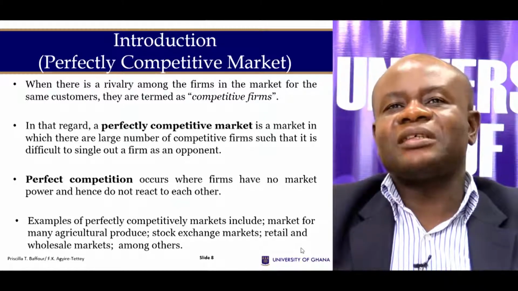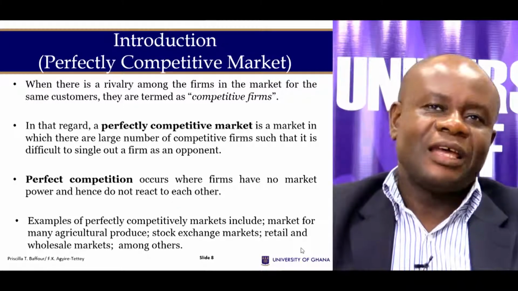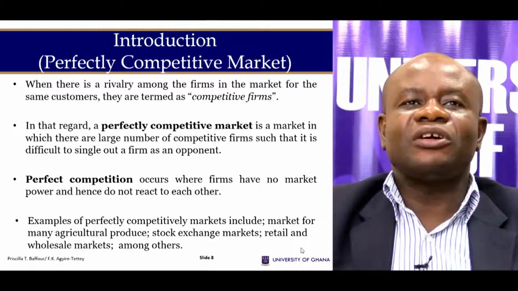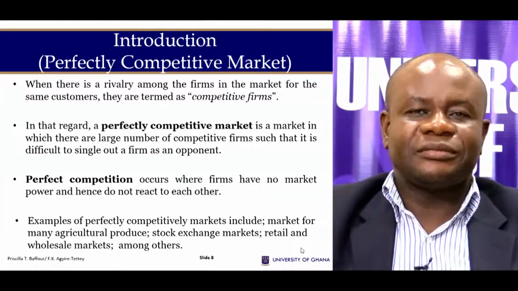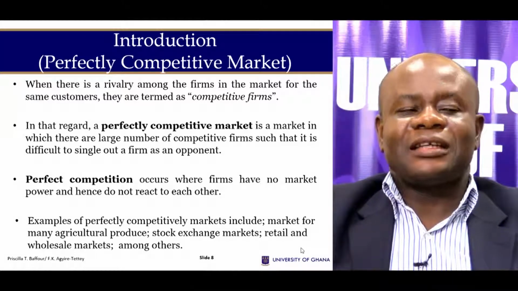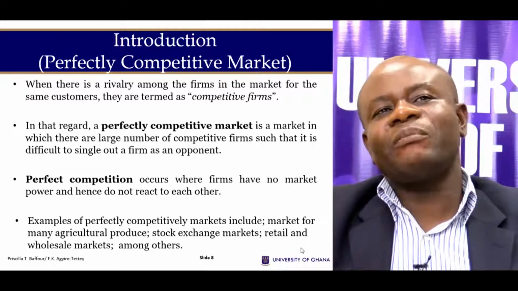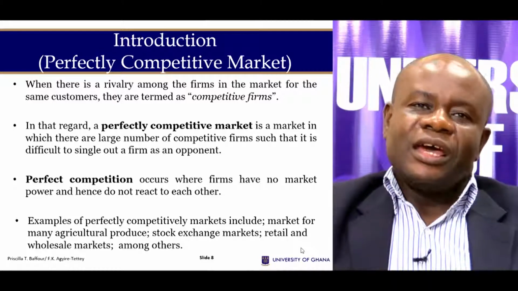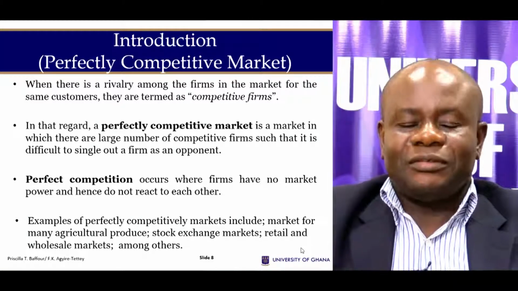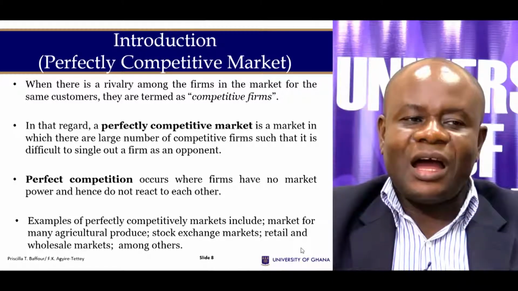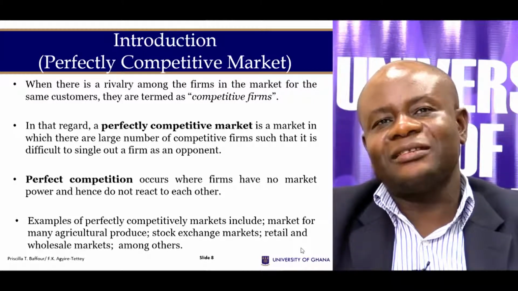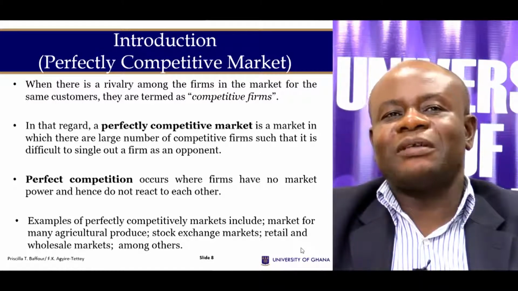In this regard, a perfect competitive market is a market in which there are a large number of competitive firms, such that it is difficult to single out a firm as an opponent. In other words, there are so many firms in the market that a firm forms an insignificant proportion of the entire market. Whatever this single firm does in the market, that firm cannot affect the market outcome. So if we have a firm, say firm A, and that firm, for example, decides not to produce in the market again, the action of this firm is not going to affect the market price.